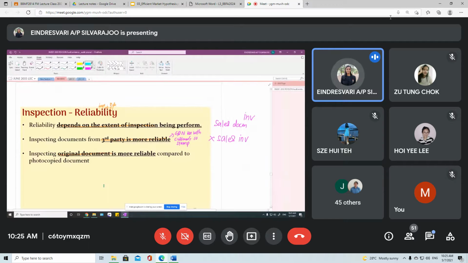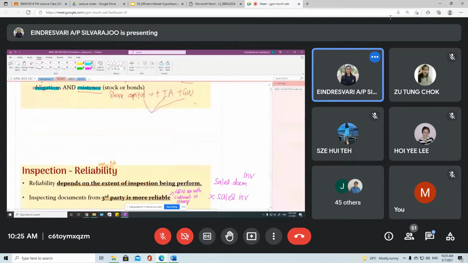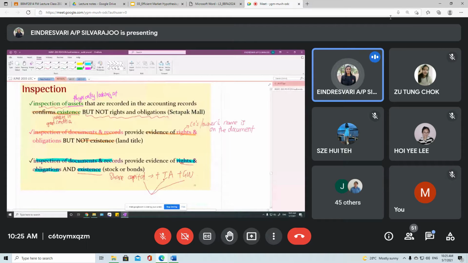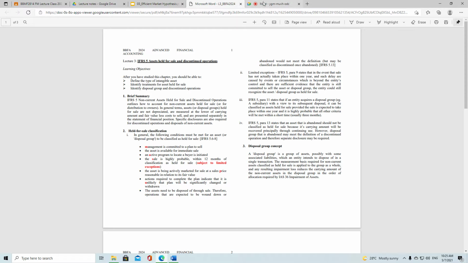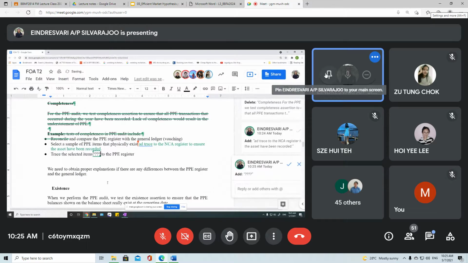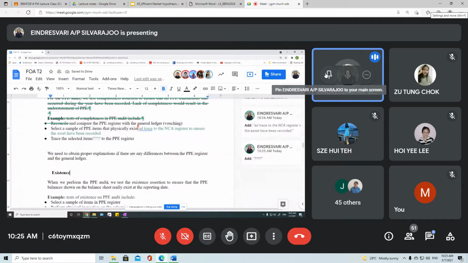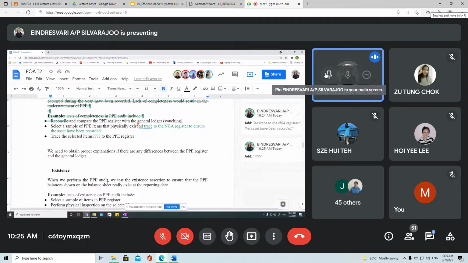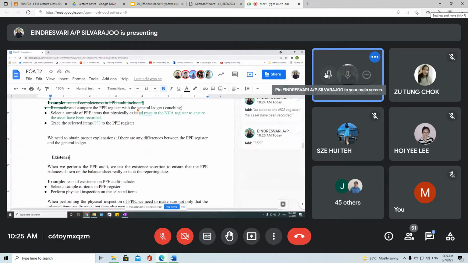Because if you refer to the source document, you see here I've given you few examples. You can inspect the asset also you can go for watching and tracing. Trace the selected items to the PPE register. What is the selected items? Vouching and tracing, you must have the source document and accounting records. Okay? You watch this week's lecture video, you can see what are the vouching and tracing for sales. All the answers are inside there. Okay?